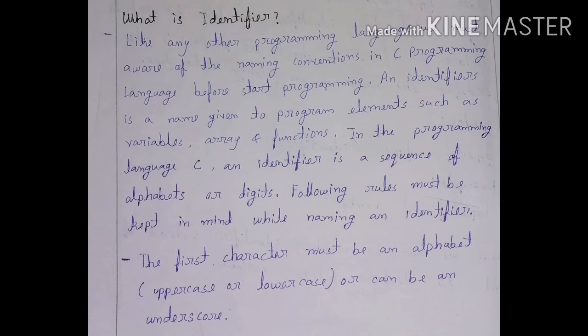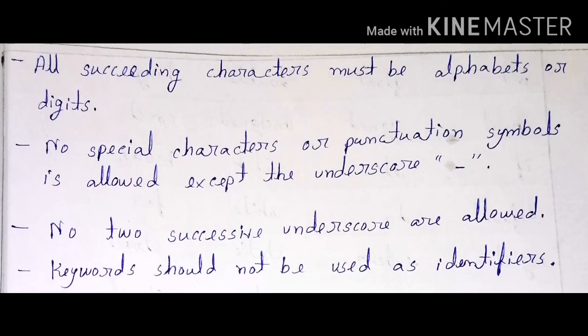The first character must be an alphabet, whether uppercase or lowercase, or can be an underscore. All succeeding characters must be alphabets or digits. No special characters or punctuation symbols are allowed except the underscore. No two successive underscores are allowed. Keywords should not be used as identifiers.